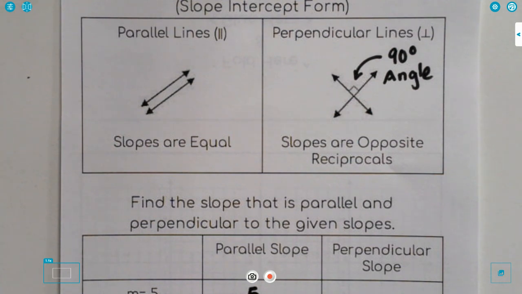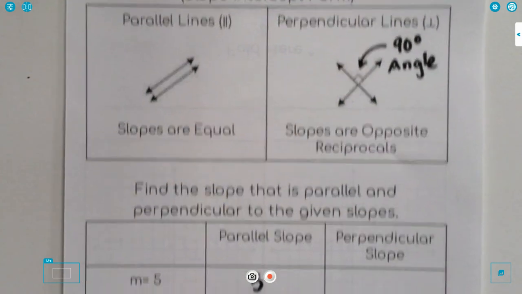And then the reciprocal, it's a hard word, is you take that fraction and you flip it over. So if you were 1/2, now you're 2/1. If you were 5/3, now you're 3/5. So you're going to take it and make it the opposite sign, whether it was positive or negative, and you're going to flip it.